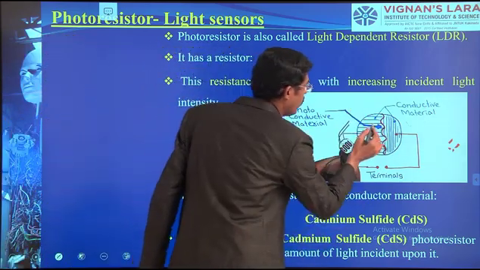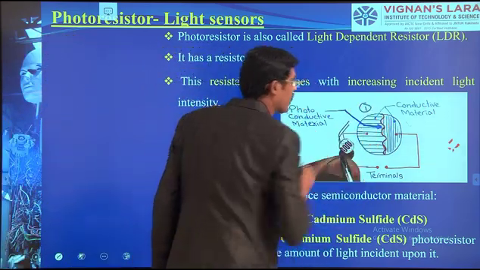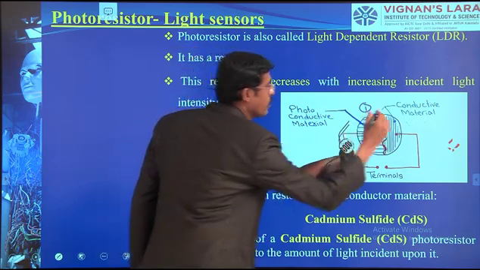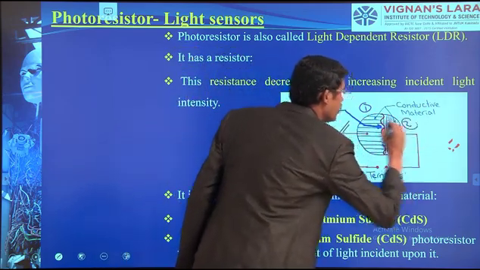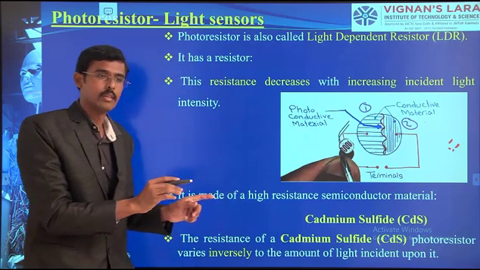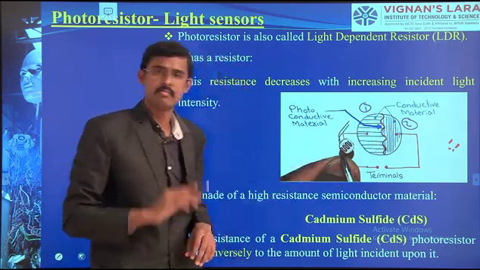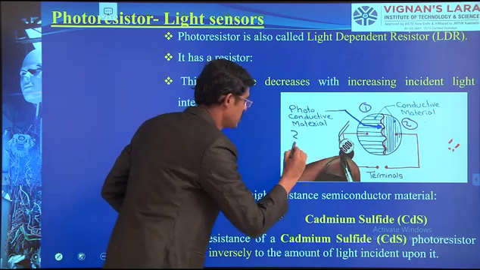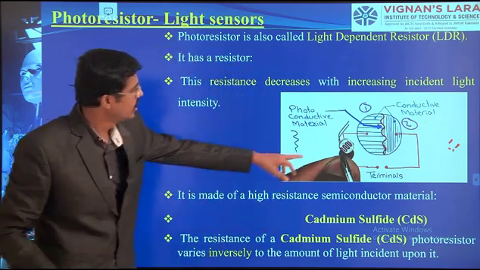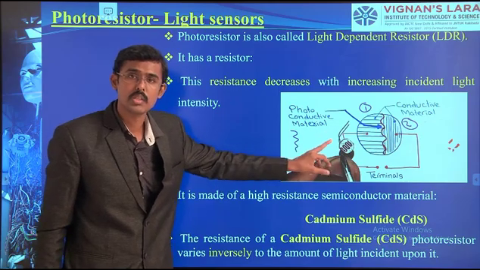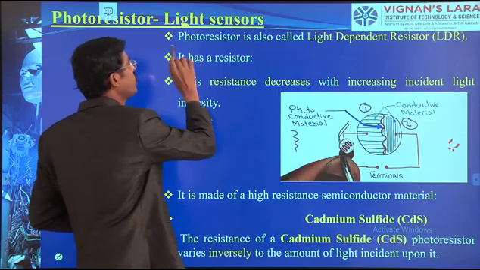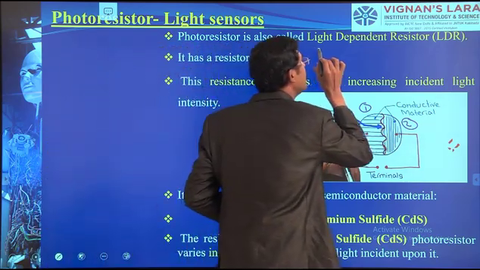Here we have one conductive material, and on the other side a second conductive material. In between we have a photoresistor, this plate. Some photoresistors are available; this is the actual photoresistor used in industries. The photoresistor is also known as a light dependent resistor.